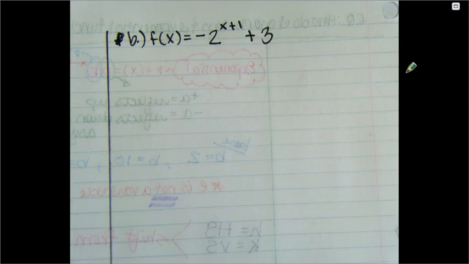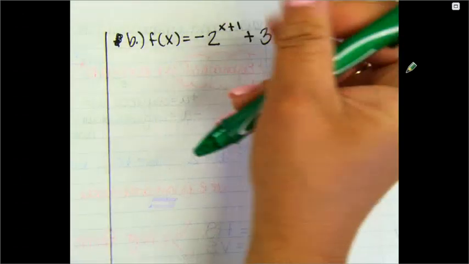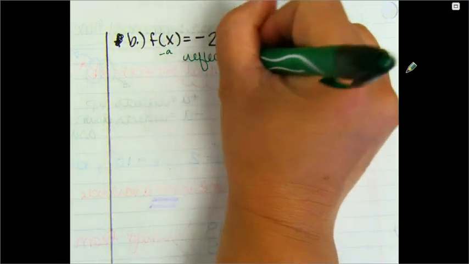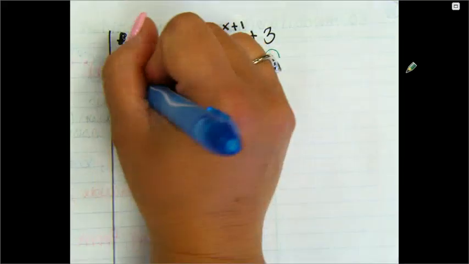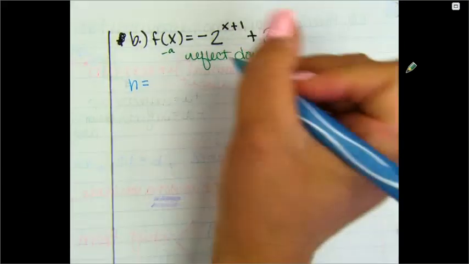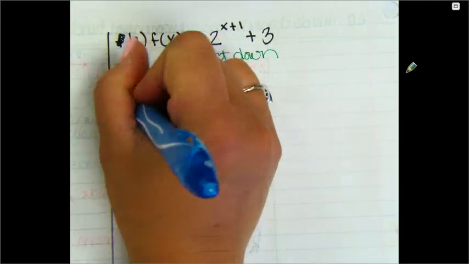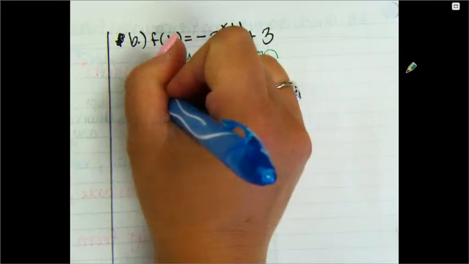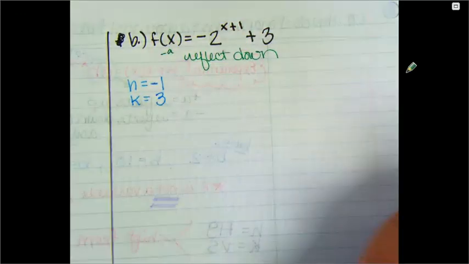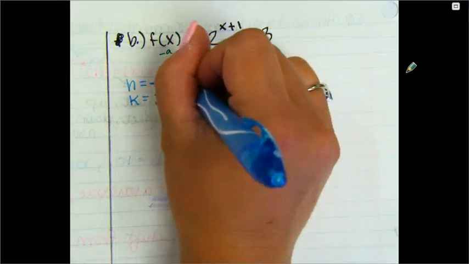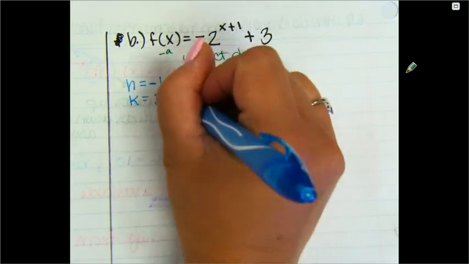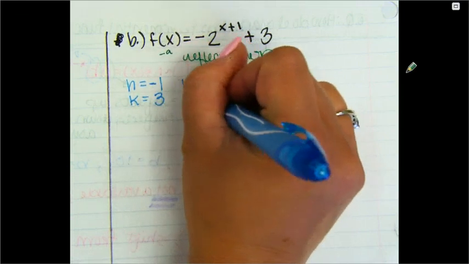All right, let's talk it through. You ready? First of all, A is what? Positive or negative? It's negative A. So we're reflecting what? Good. Reflect down. All right, we need to talk about horizontal shift. So your H. What is your H? Negative 1. And what is your K? Positive 3. Okay. Horizontal shift is which way? Left how many? And then up 3.